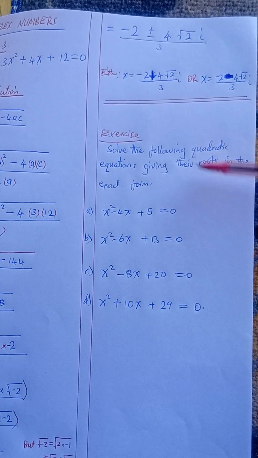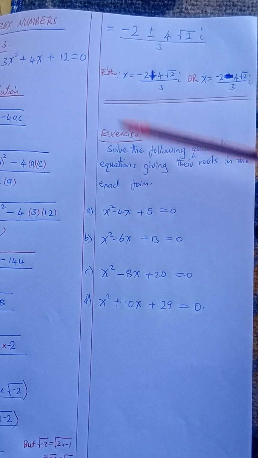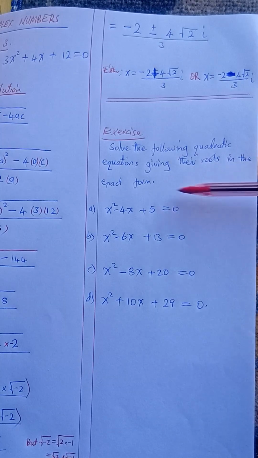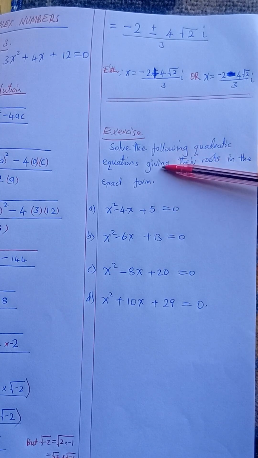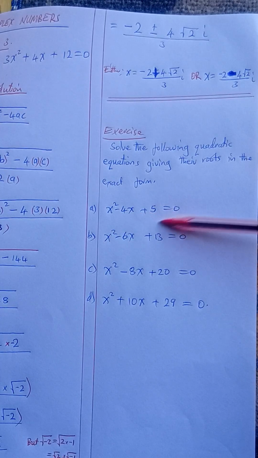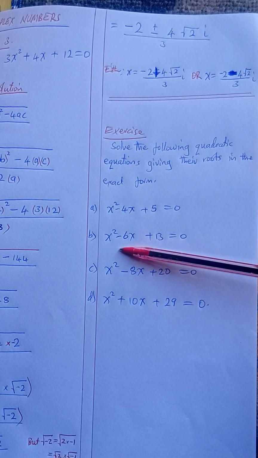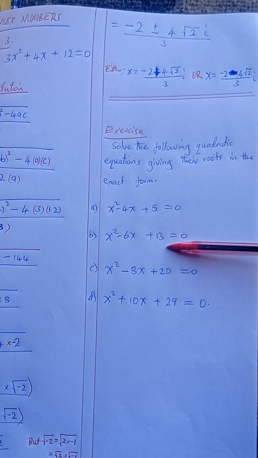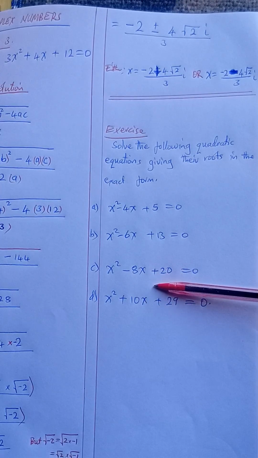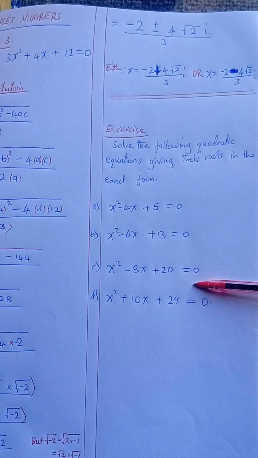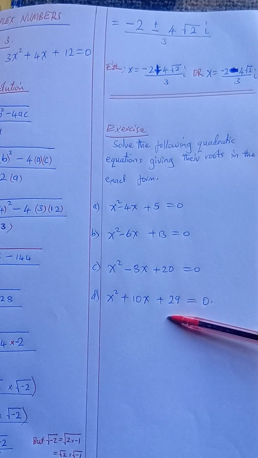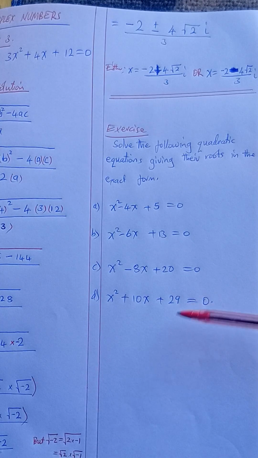For that matter, you can also try the following. In our exercise, we are saying solve the following quadratic equations, giving their roots in exact form. Part A: x squared minus 4x plus 5 is equal to 0. Next is x squared minus 6x plus 13 is equal to 0. Part C: x squared minus 8x plus 20 is equal to 0. Lastly, x squared plus 10x plus 29 is equal to 0.